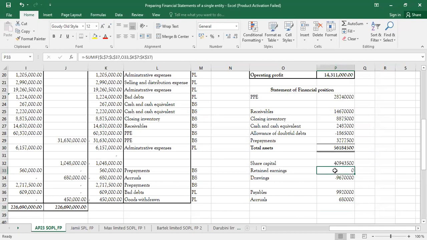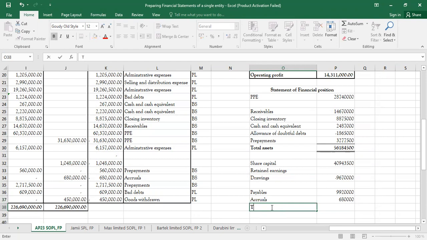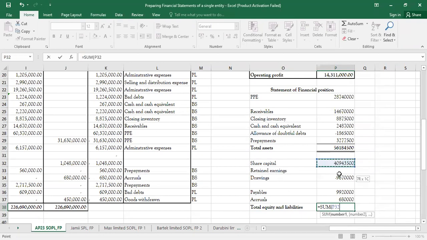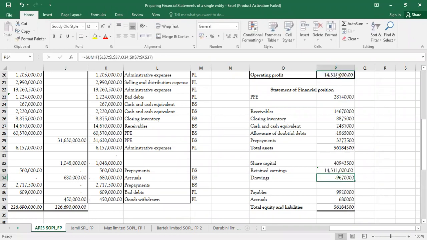Remember, our drawings will be reducing our equity, because it's drawings for personal use, isn't it? So total equity and liabilities, control bold. Tab equals sum, I add the whole thing, control enter, isn't it? Control bold, alt HBU. You can see it's not balancing, don't worry, because our retained earnings will equal the one up here. I think it's balancing.